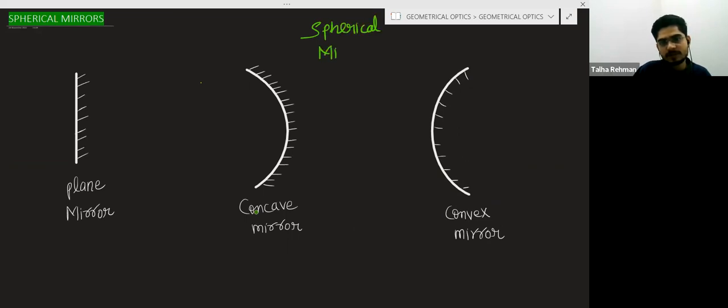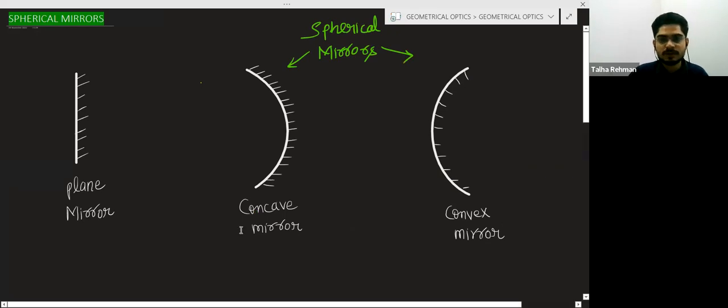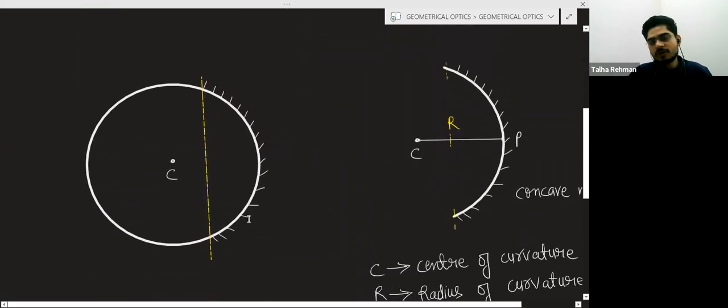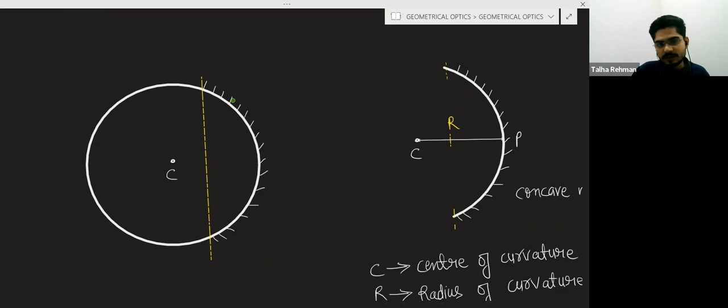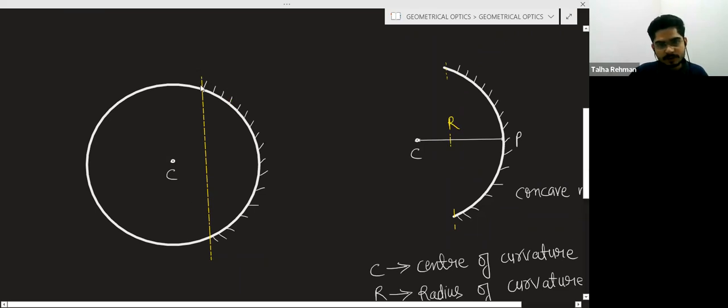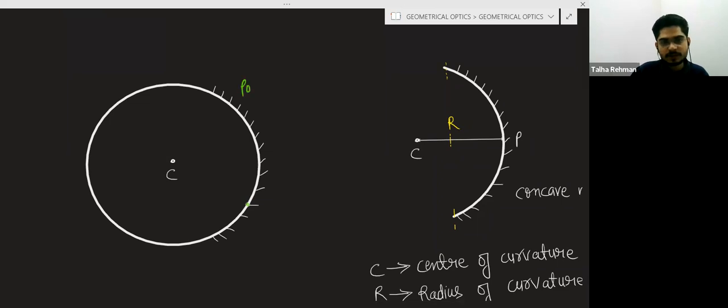These are spherical mirrors. This is also a spherical mirror. How is this mirror formed? Suppose this is the sphere, and C is the center of the sphere. Now you have polished this surface.